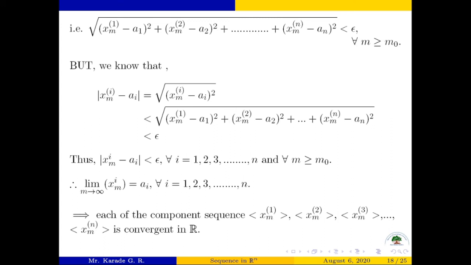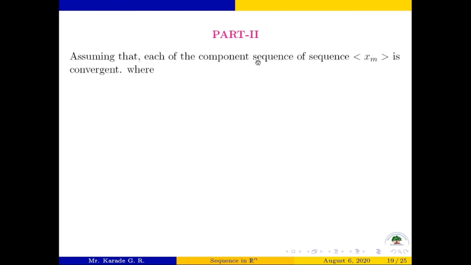Whenever the sequence xm is convergent, then its component sequences are also convergent in R. Now we see the second part of this theorem. In the second part, we assume that all component sequences are convergent, and then we show that the sequence xm is convergent. So assuming that each of the component sequences of xm is convergent, where xm is the mth term of the sequence and has n components: the first component is xm1, the second is xm2, the third is xm3, and the nth is xmn. Each component is a sequence in R, and we assume that each of these sequences is convergent.